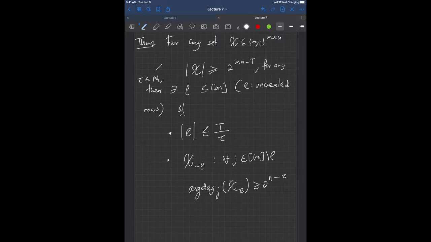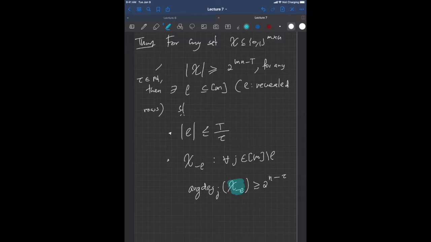One condition is that the number of such revealed rows is bounded by the total communication divided by the threshold of information that we are setting for each row. And if you project away the revealed rows, every other row has high average degree. There's a subtlety here: this is not average degree in the set X. It's average degree in the set of partial matrices where you have removed all the rows indexed by this set.